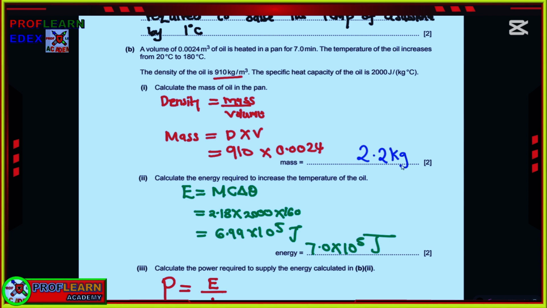And to calculate the energy required, you are going to use the formula E equals mc change in theta. In that case, our mass is 2.18. Of course, I rounded off in the previous section, so times 2000 times 160, which is the temperature change, because you see the temperature was 20, it moved to 180, so the temperature change was 160 degrees Celsius.